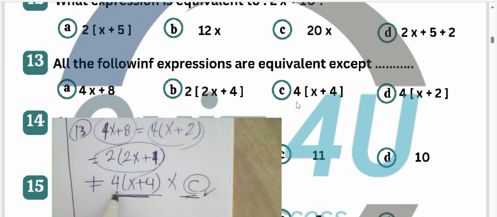If you are using distributive properties, 4 times x will be 4x, and 4 times 4 equals 16. It's not equivalent to 4x plus 8.